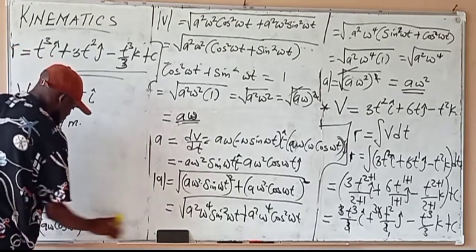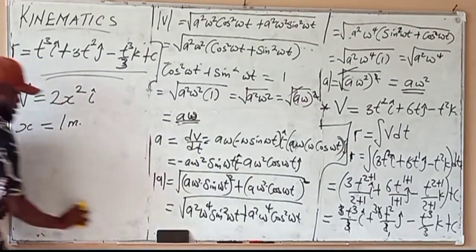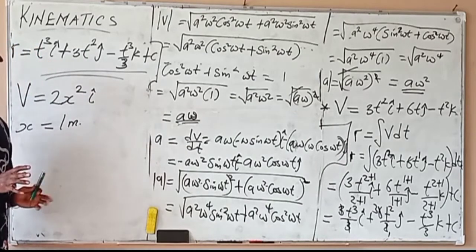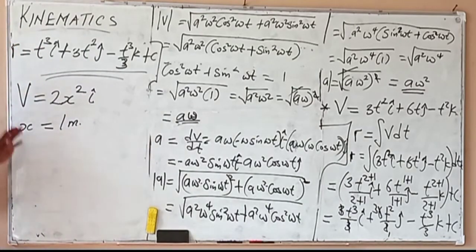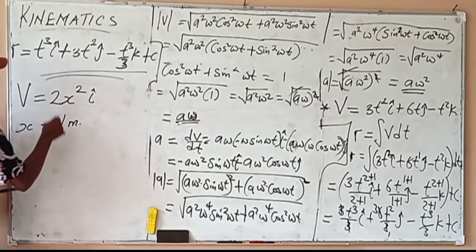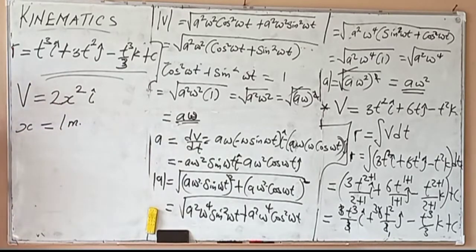Evaluate the acceleration of the body at a displacement of s equal to 1 meter. So acceleration will be equal to what? Then also solve this other one.